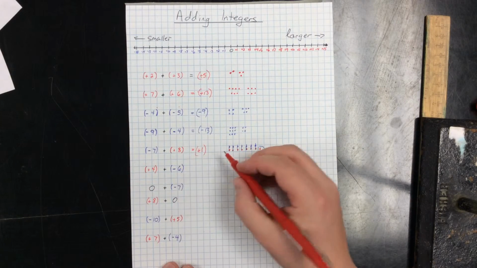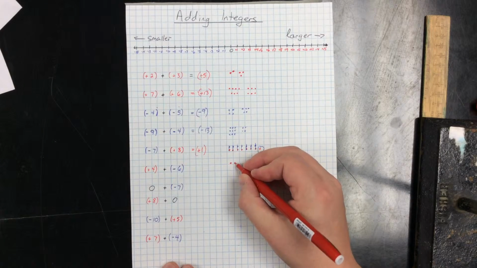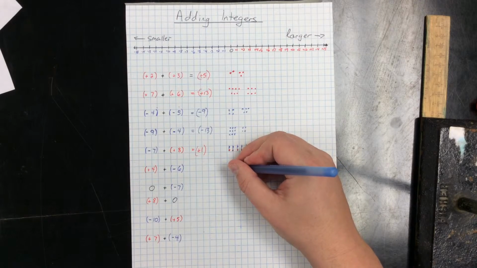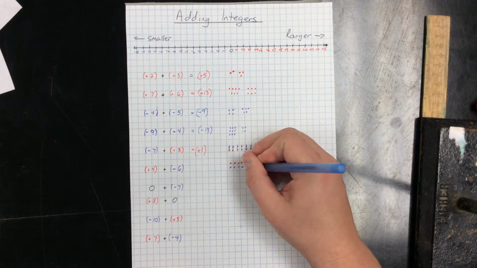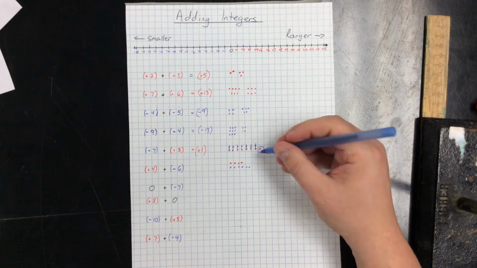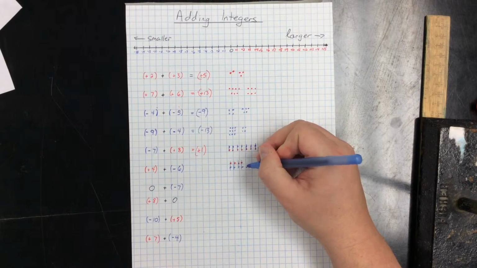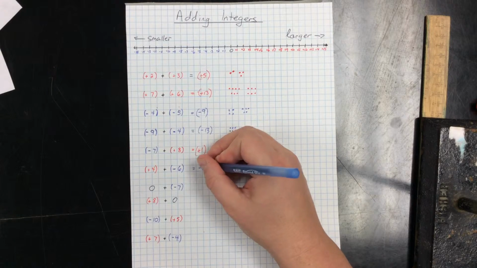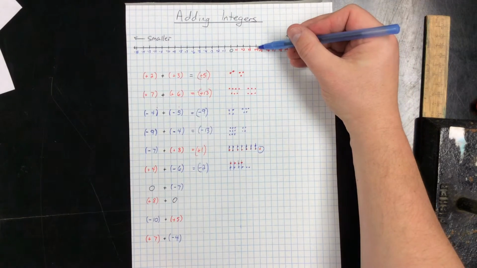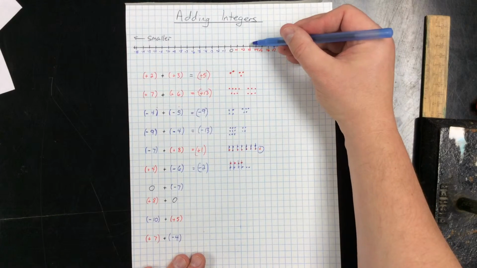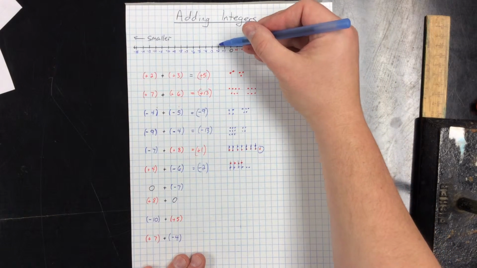Alright, in this case we have positive 4, and we get 6 negatives. 1, 2, 3, 4, 5, 6. So we know that these cancel out, and we're left with negative 2. So we were at positive 4 and we got 6 negatives. 1, 2, 3, 4, 5, 6.